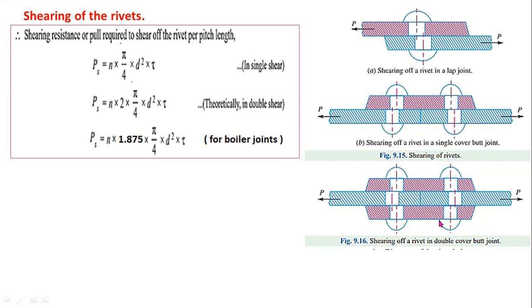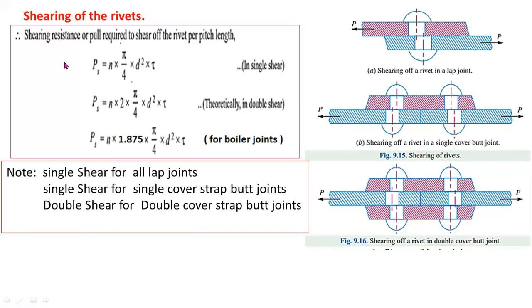But for double cover butt joints, you have to consider double shear. This is the formula for shearing strength. When you are applying loads on the plates, the rivet may fail due to shearing. So to determine the shearing strength, you have to use one of these formulas. For single shear, you have to use this formula. For double shear, you have to use this formula. For boiler joints, you have to consider double shear, so use this formula.